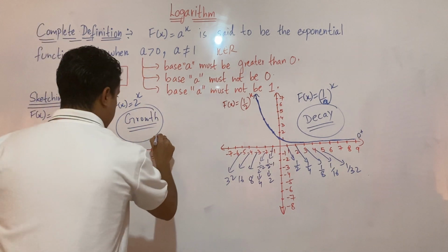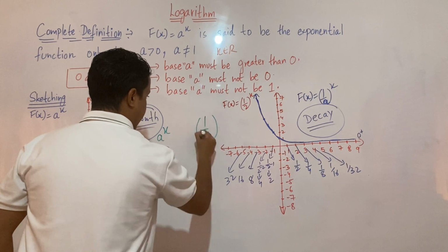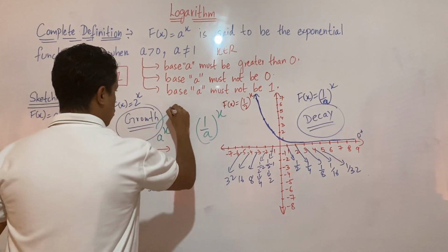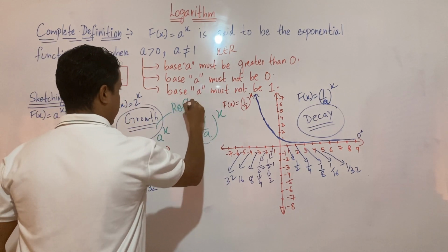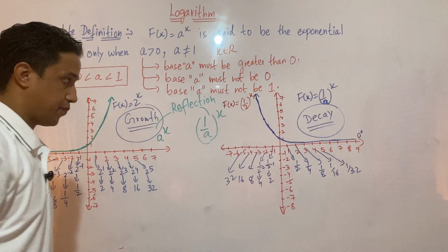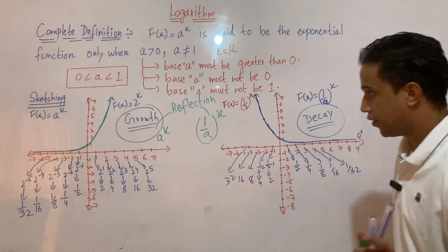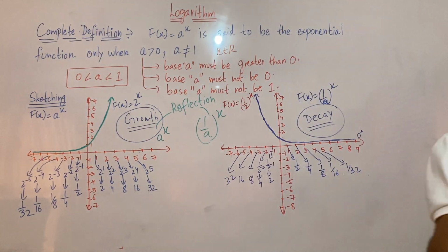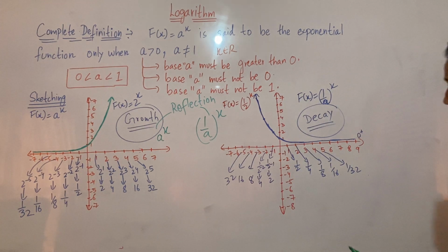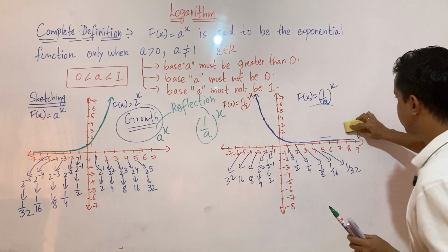a^x and 1/a^x are going to be reflections of each other. Okay, cool. I hope these points are clear. Now here I want to talk about one more thing.